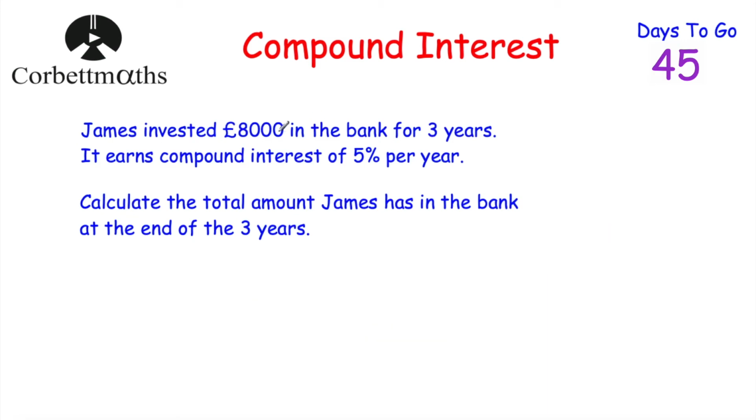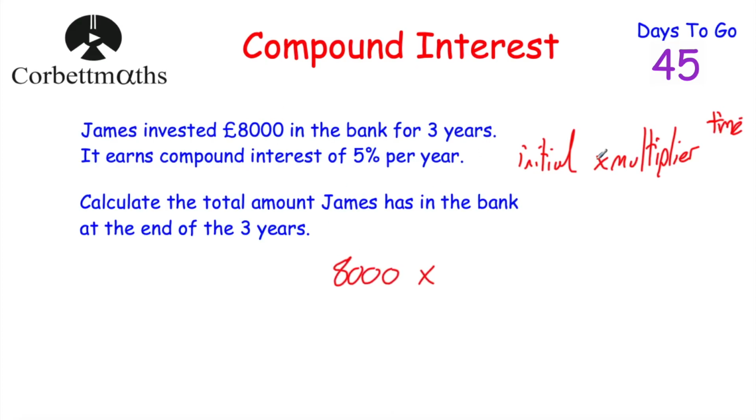So the question says James invests £8,000 in the bank for 3 years and it earns compound interest of 5% per year. Calculate the amount of money James has in the bank at the end of 3 years. So we do initial multiplied by the multiplier to the power of time. So the initial amount of money was £8,000. We're then going to multiply that by the multiplier. Now it's going up by 5% each year, so it's going to be 1.05. And then to the power of time, this time it's 3 years, so we're going to do to the power of 3. And if we type that into our calculator and we do 8,000 multiplied by 1.05 cubed, that's equal to £9,261. So the answer is £9,261, and that's it.